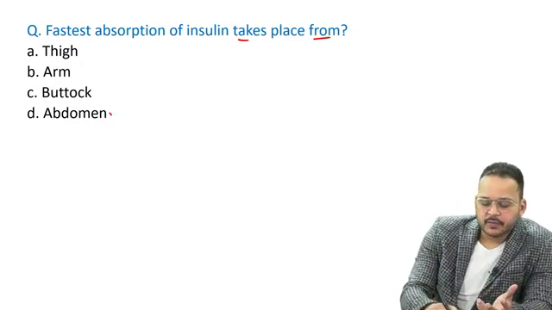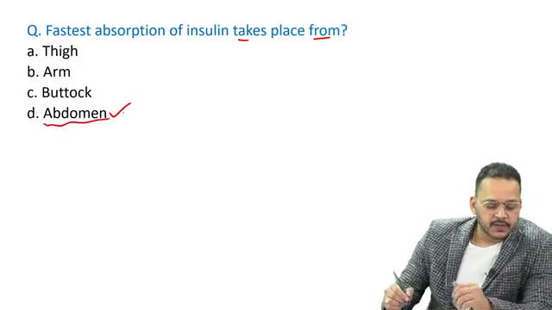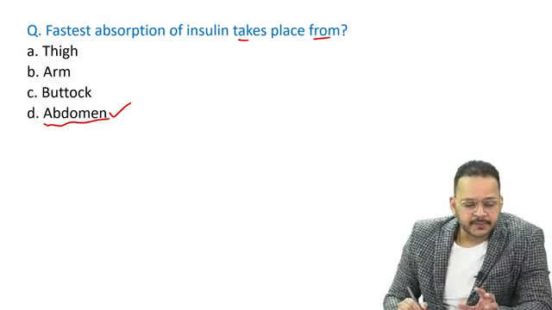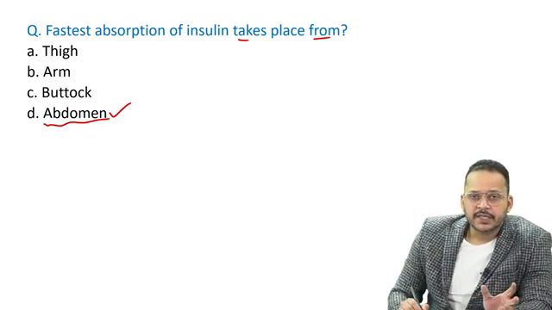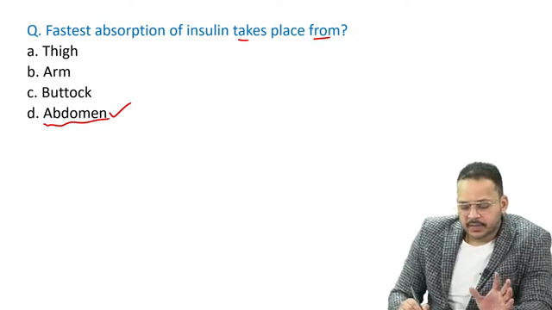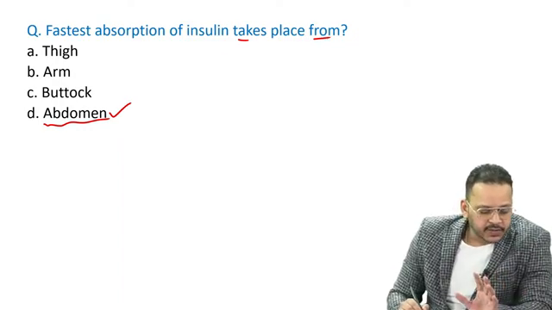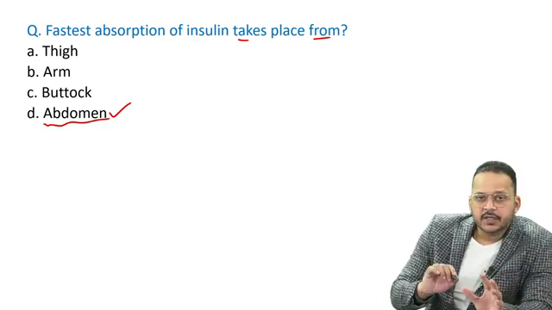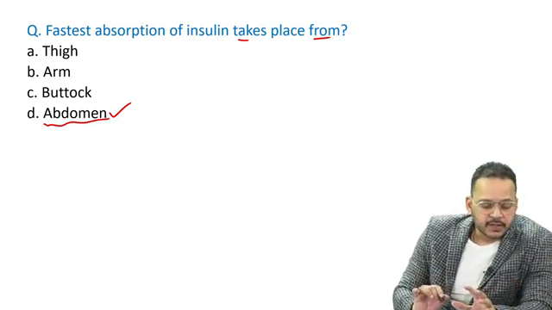Excellent. So why is the abdomen the most common site of insulin injection? Except the periumbilical site, we don't inject there, but apart from that we can inject everywhere in the abdomen. Excellent, guys. D is the right answer. So these kinds of MCQs.